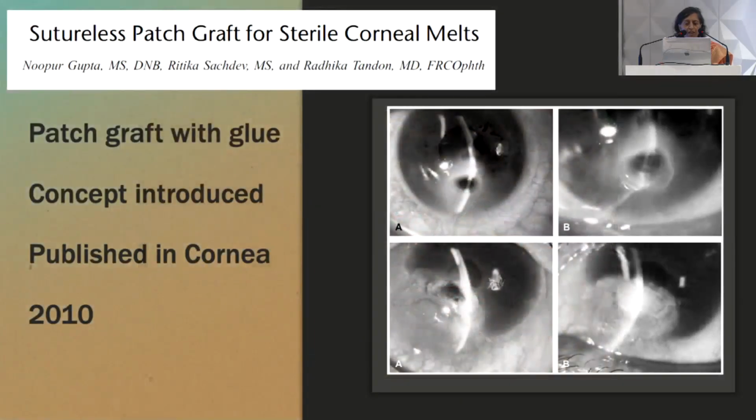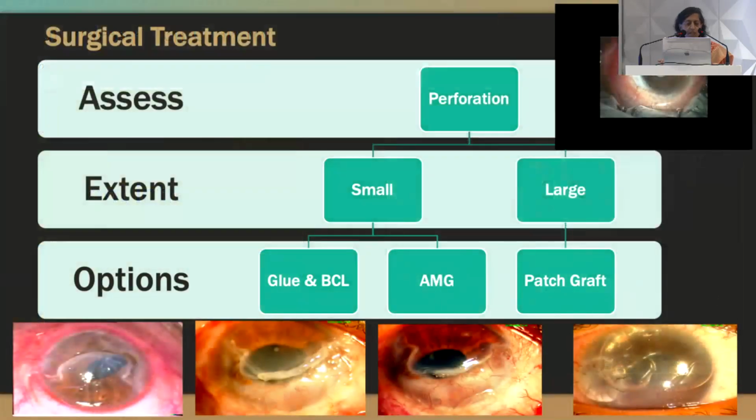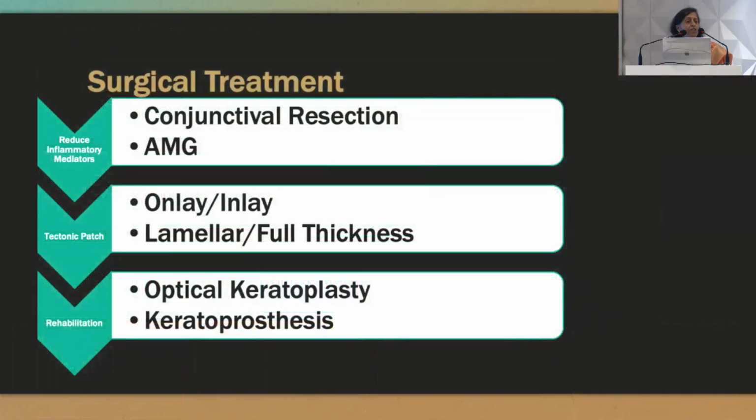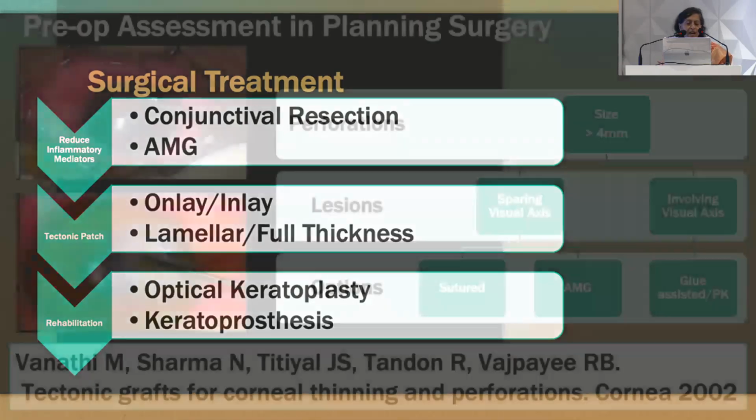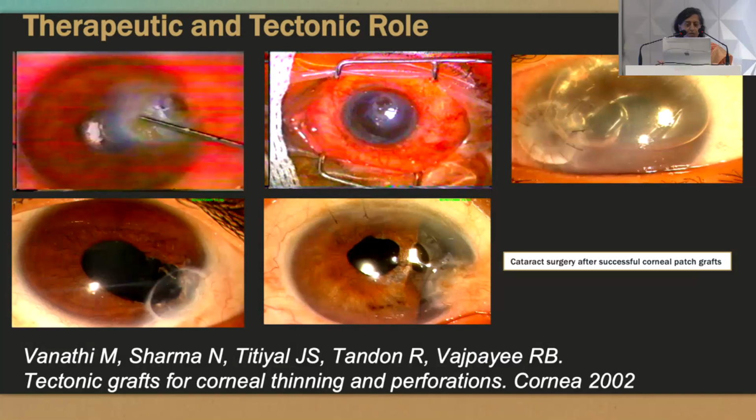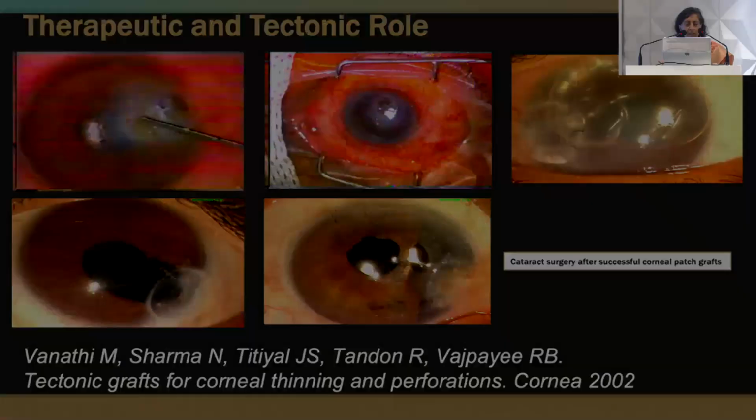Sutureless patch graft for sterile corneal melts was published in 2010. So surgical treatment, you'll go according to the extent, etc. And as I showed you with a few examples, there can be variation. An additional thing I'd like to say: don't hesitate to do an onlay graft, and don't hesitate sometimes to just stabilize the eye before going for any definitive procedures later on. So there's a therapeutic role as well.